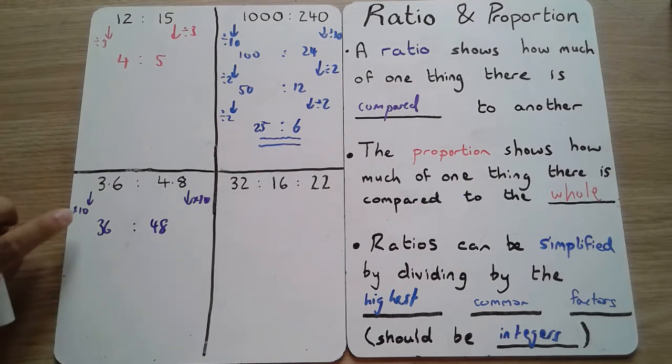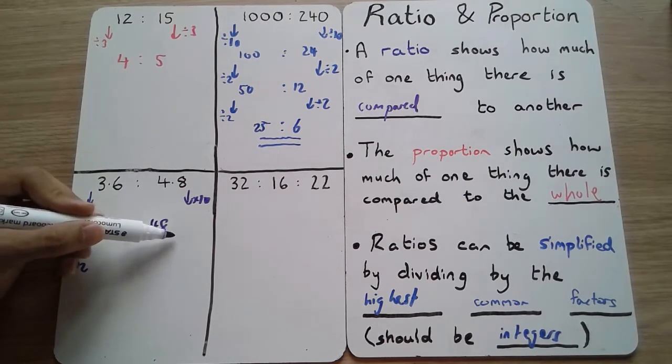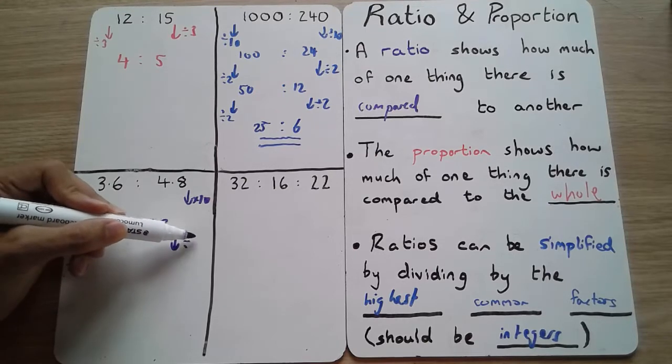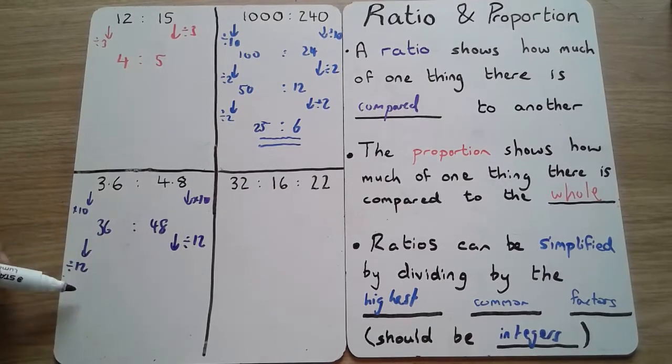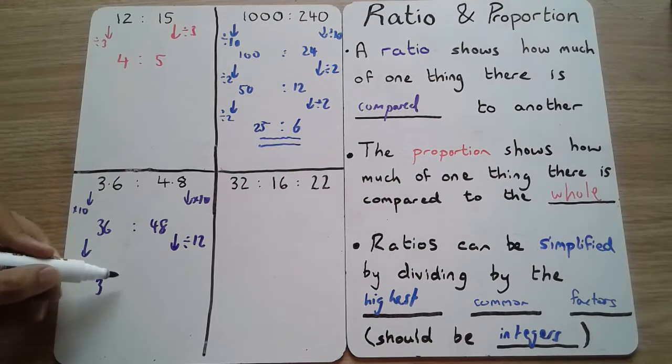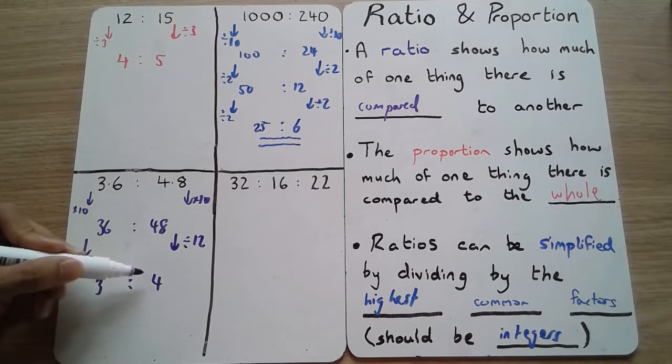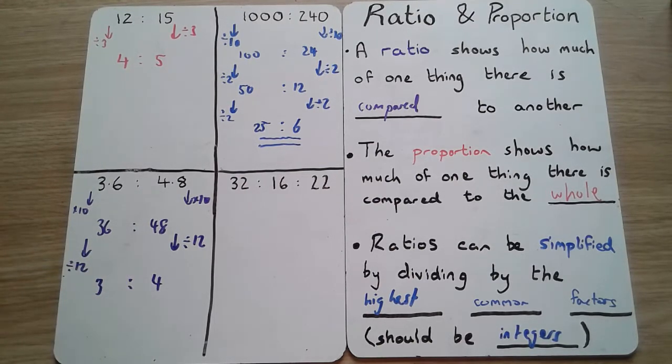Now the highest common factor of 36 and 48, I believe, is 12. You don't have to do it in this way. You could have divided by 2 or by 4 or by 6 or by 3. But eventually, if you divide both sides by 12, you end up with 3 to 4. And again, that cannot be simplified.